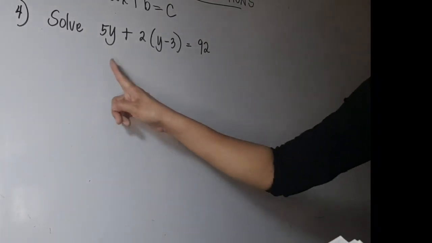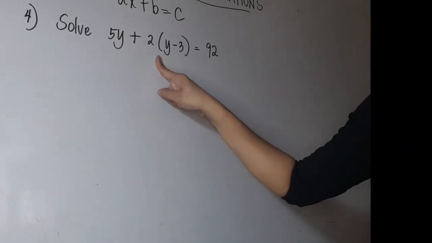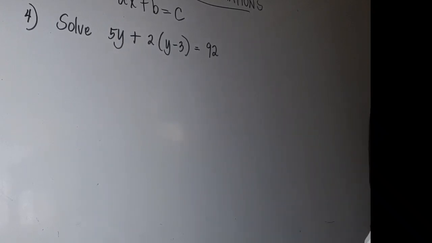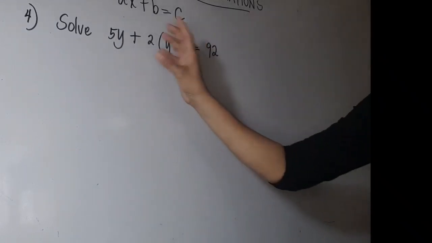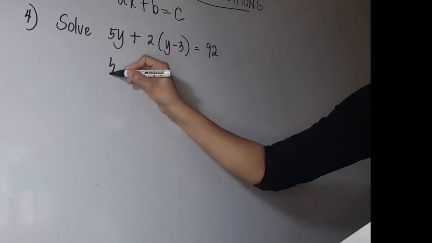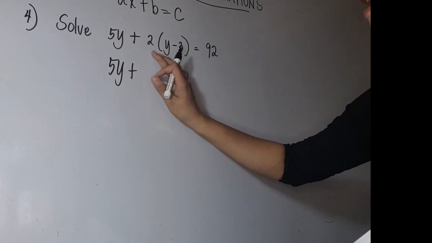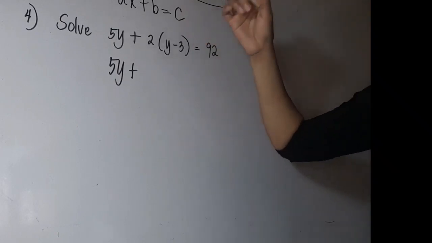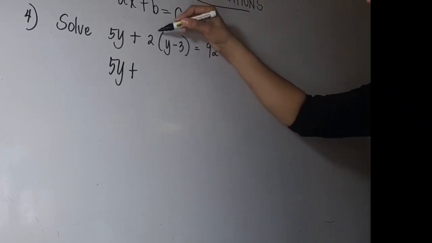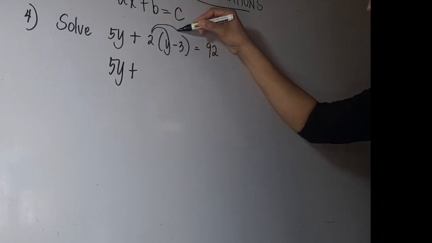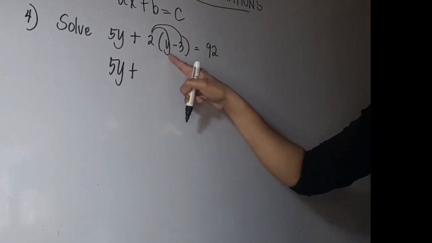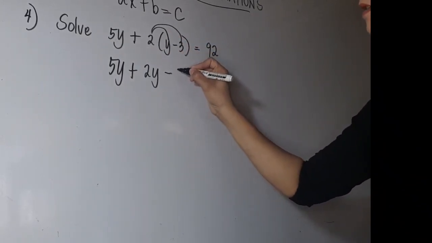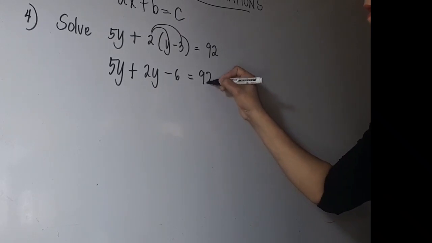Okay, number 4, solve 5y plus 2 times the quantity y minus 3 is equal to 92. We are going to simplify this side first. We have 5y plus, you have here a factor, there's a parenthesis here, so you can apply the distributive property. 2 times y is 2y. 2 times negative 3 is negative 6, equals 92.